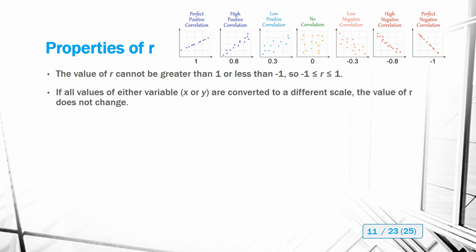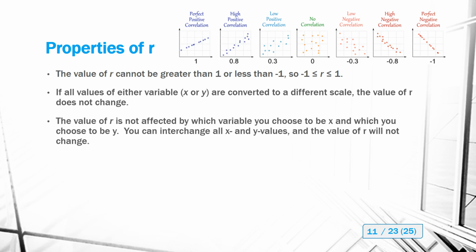If we convert all the values of either variable to a different scale, so let's say we do a data transformation, I'm going to take a log of all of my x values and get a log normal transformation, it doesn't affect the value of r. We also see that it doesn't matter which variable you choose to be your x and which you choose to be your y. I can interchange between x and y all day and night and I'm going to get the same value of r out.